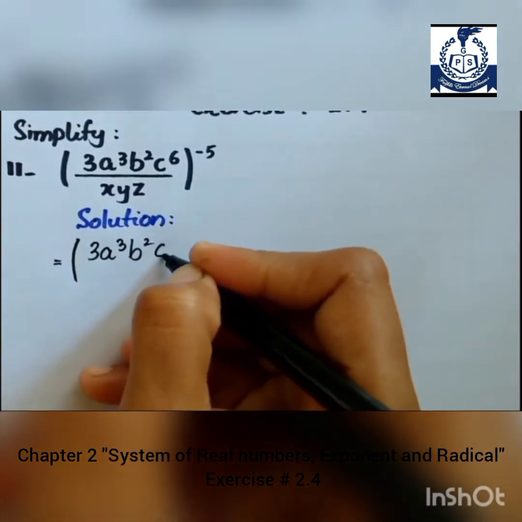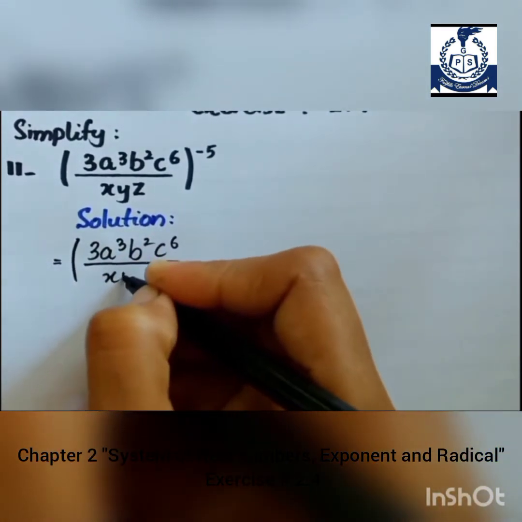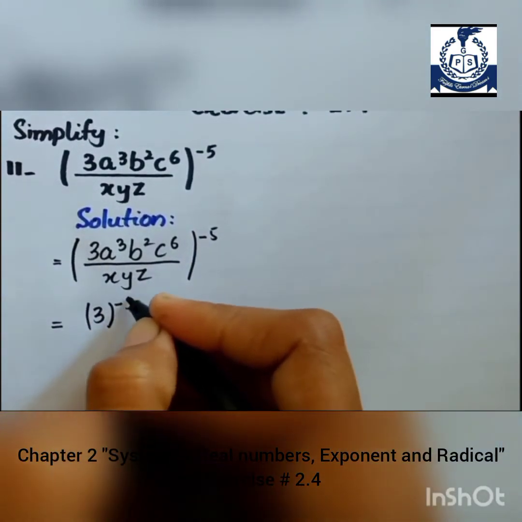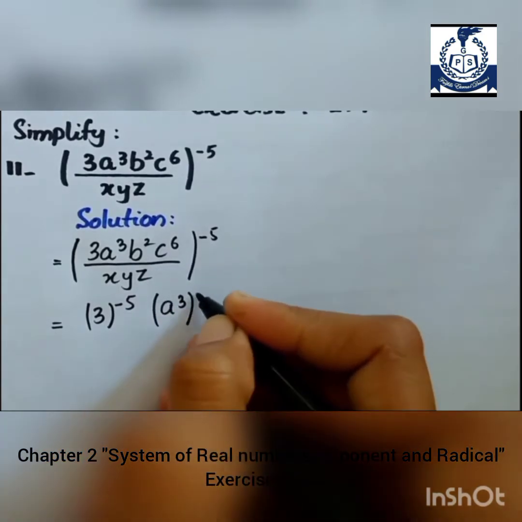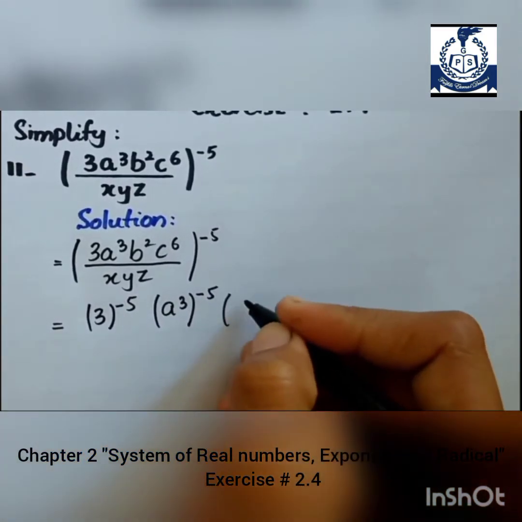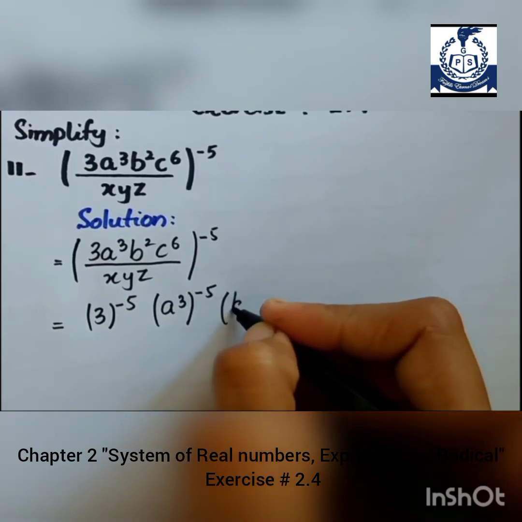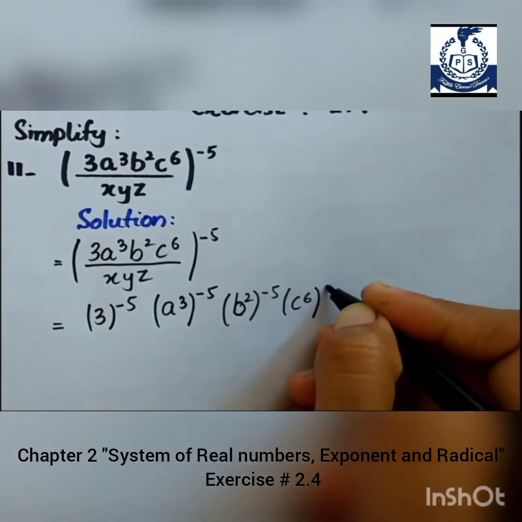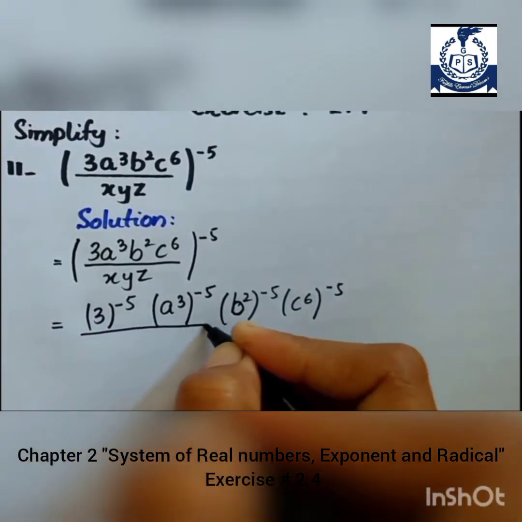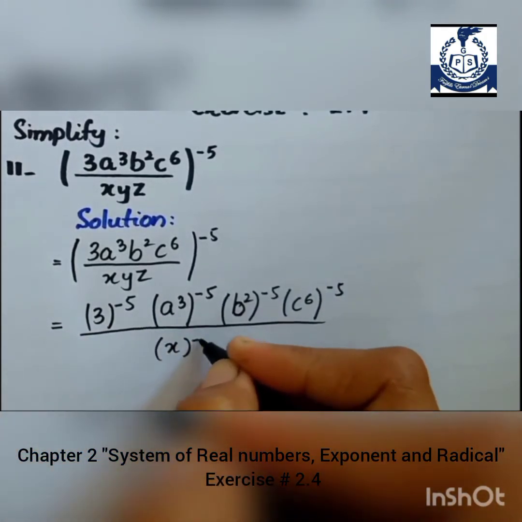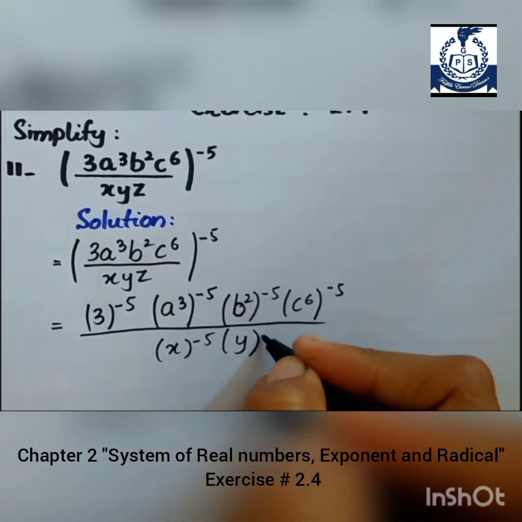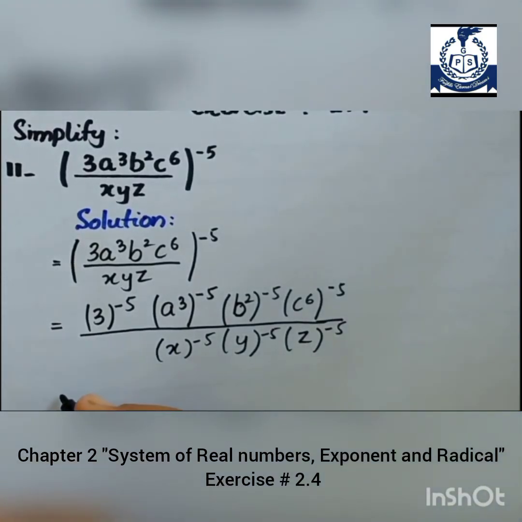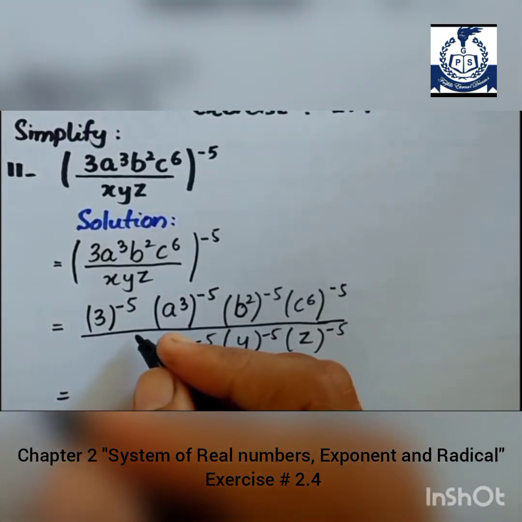3a cube b square c to the power 6 divided by x y z, whole to the power minus 5. We can write it in a separate form. 3 to the power minus 5, a cube to the power minus 5, b square to the power minus 5, c to the power 6 times minus 5, x to the power minus 5, y to the power minus 5, z to the power minus 5, 3 to the power minus 5.